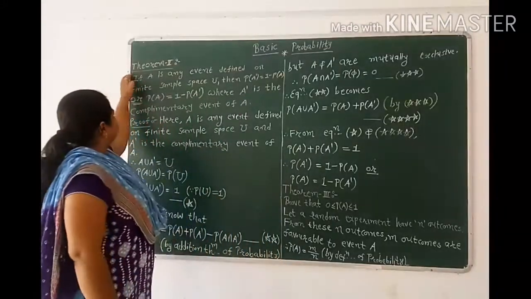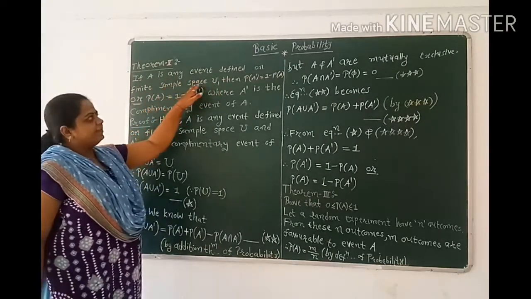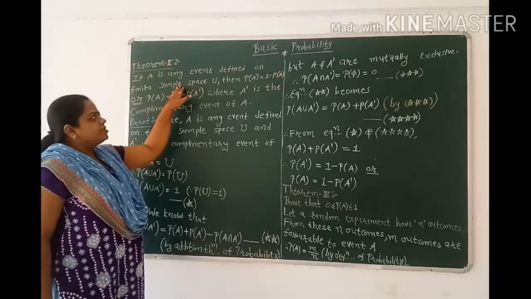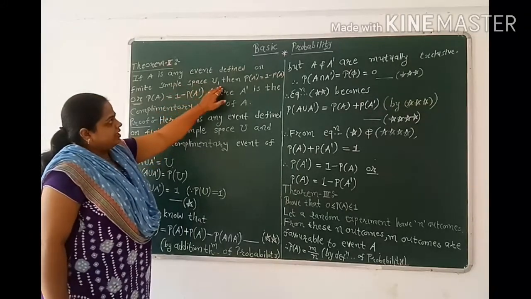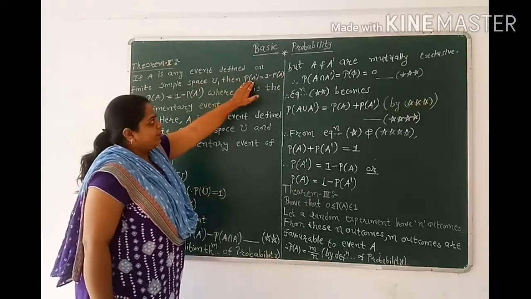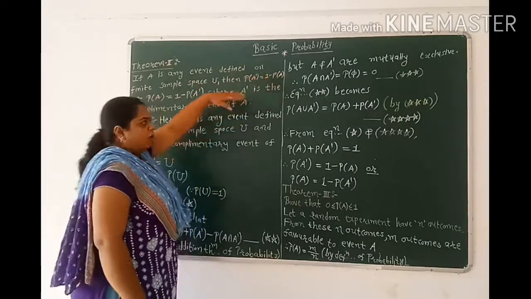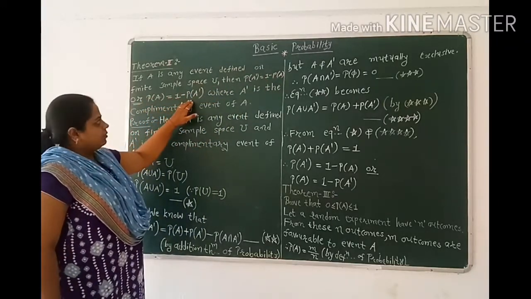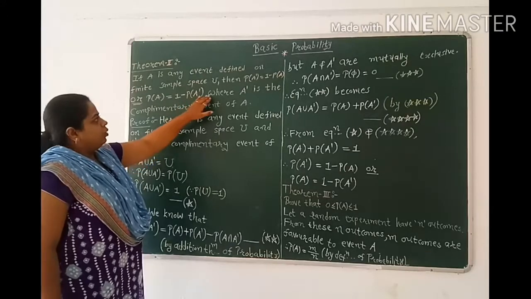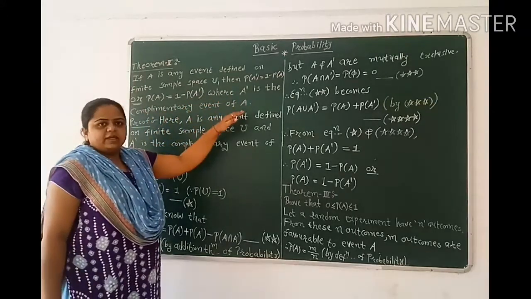Now theorem 2. If A is any event defined on a finite sample space U, where the sample space is the set of all possible outcomes, then probability of A complement is equal to 1 minus probability of A, or probability of A equals 1 minus probability of A dash, where A dash is the complementary event of A.